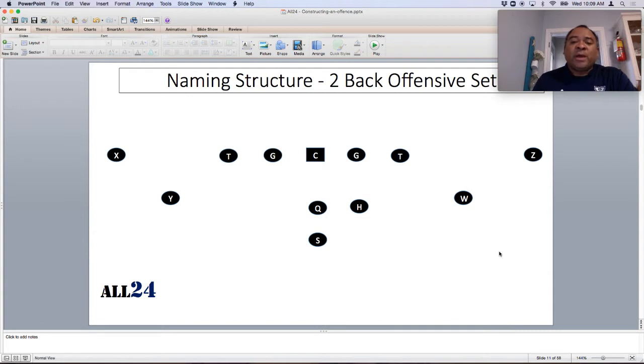Now we have a two-back offensive set. And looking at that, what you'll notice is, of course, we've got our offensive line that's similar, and we've got the X and Z as our wide receivers, and we have our Y and our W as our slot receivers. And you'll notice that the R is now off this diagram or off the field. We're now in a two-back offensive set. We're bringing in a bigger back or a fullback type. We're calling him the H, and he's going to be our hybrid player. And now we have him in the set, and of course, we still have our quarterback and our tailback there.